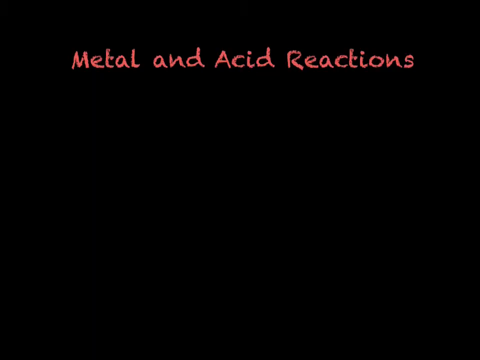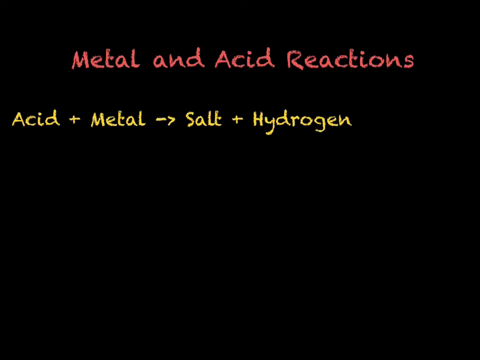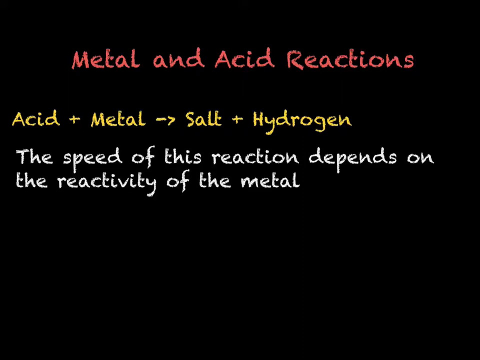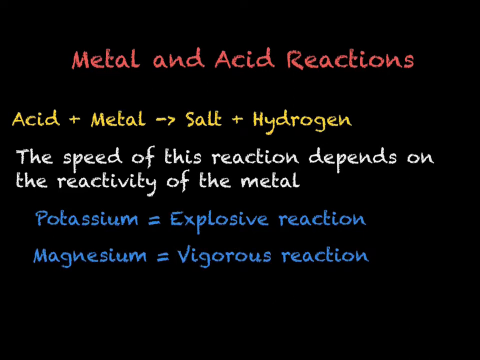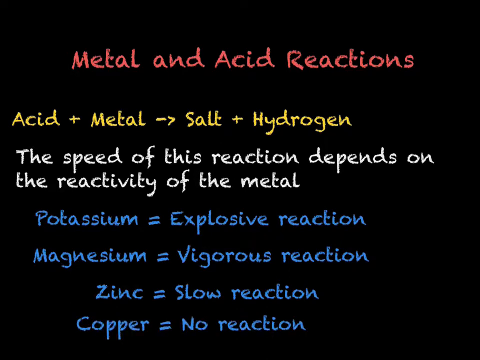Some metals are able to react with acid in order to produce a salt and hydrogen gas. The speed that this reaction occurs at is determined by the reactivity of the metal. Therefore, very reactive metals such as potassium, sodium and lithium will react explosively, whereas less reactive metals such as magnesium would react steadily but not explosively. Moving further down, zinc and iron will react far less violently, whereas copper won't react with cold dilute acids.